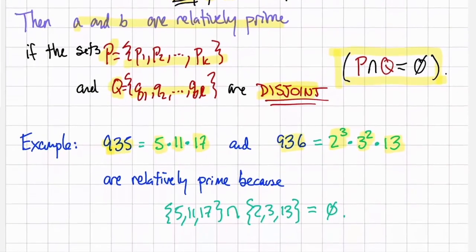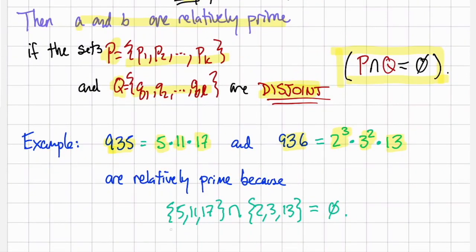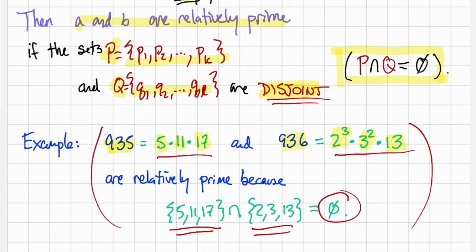If we take the set of primes in the two prime factorizations, we get 5, 11, and 17 in the prime factorization of 935, and 2, 3, and 13 in the prime factorization of 936. Those two sets do not have any elements in common. Their intersection is the empty set, and therefore 935 and 936 are relatively prime.